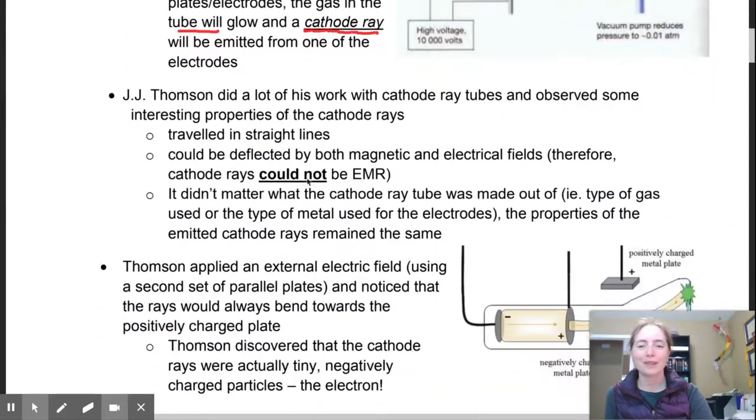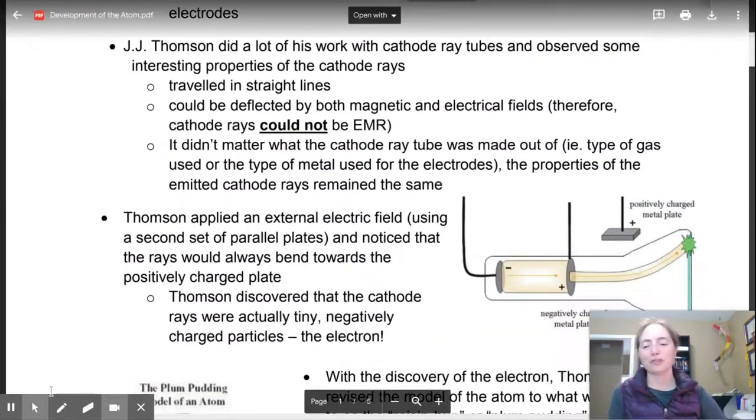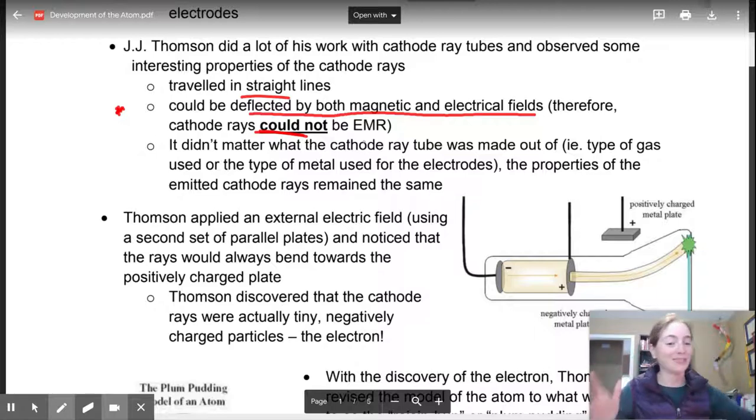Because Thomson did a whole bunch of work with cathode ray tubes, he was able to observe some really cool stuff about them. What he noticed is they traveled in straight lines. Now this is the key, ladies and gentlemen. These things could be deflected by both magnetic and electric fields. Because of that, there cannot be EMR. These weren't just beams of light that he was seeing.